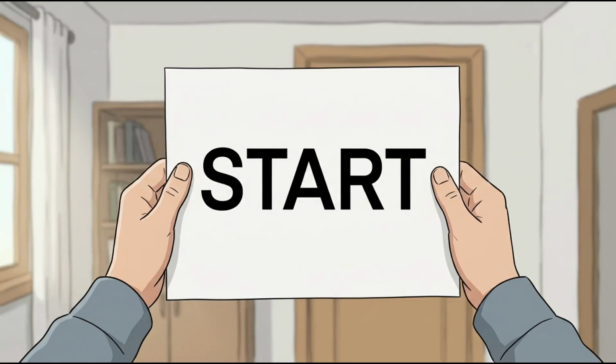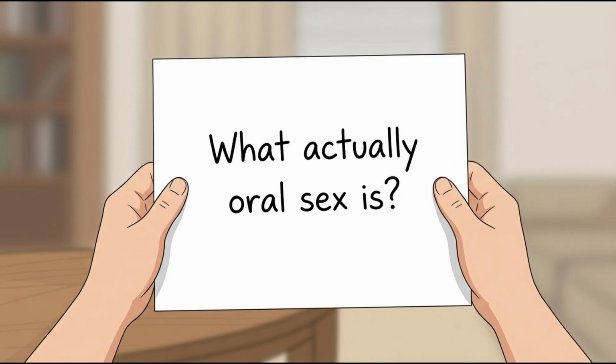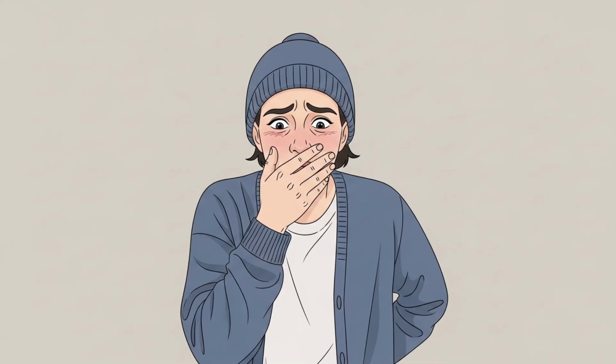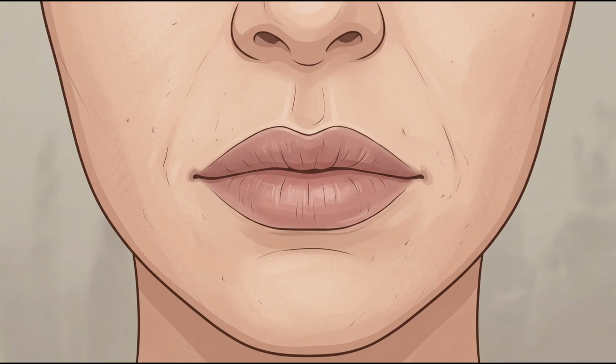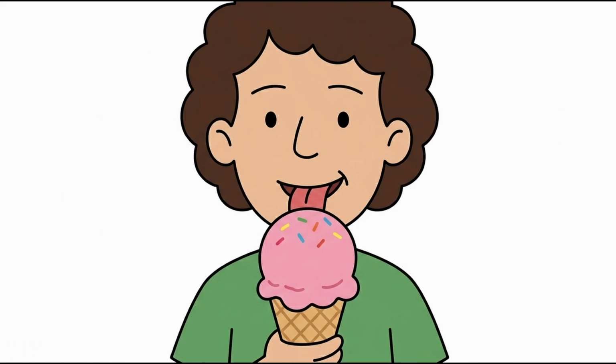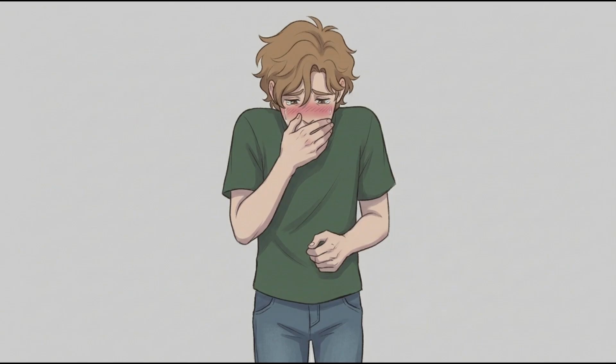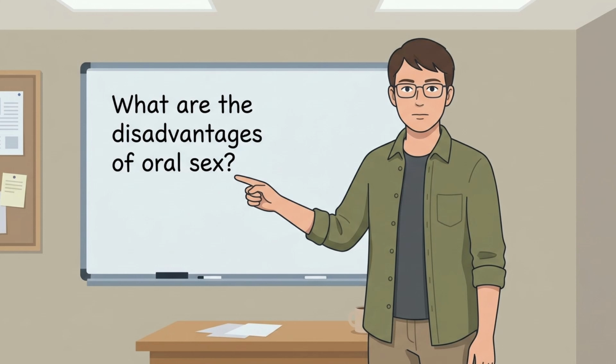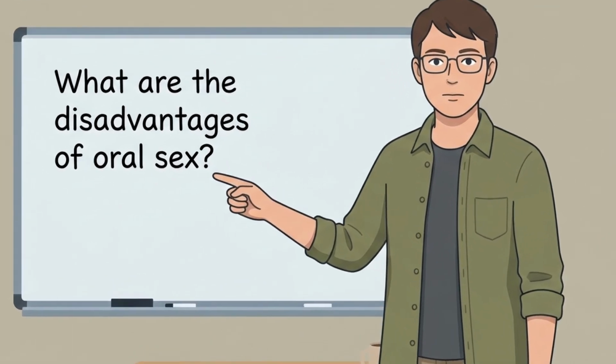Let's start by understanding what oral sex is. Oral sex is when a person uses their lips, tongue, or mouth to kiss, lick, or stimulate their partner's private parts. Now, the question is simple. What are the disadvantages of oral sex?